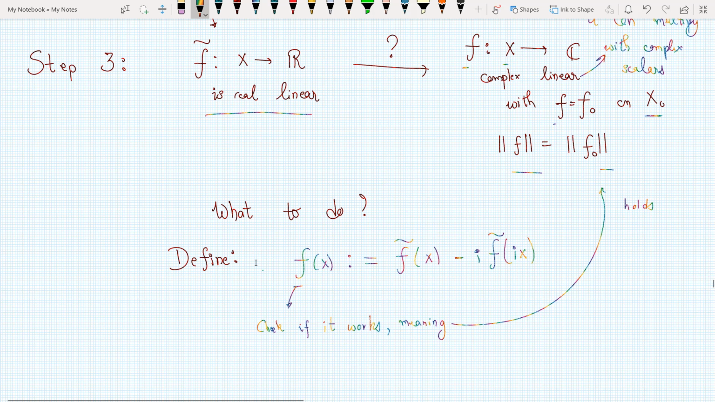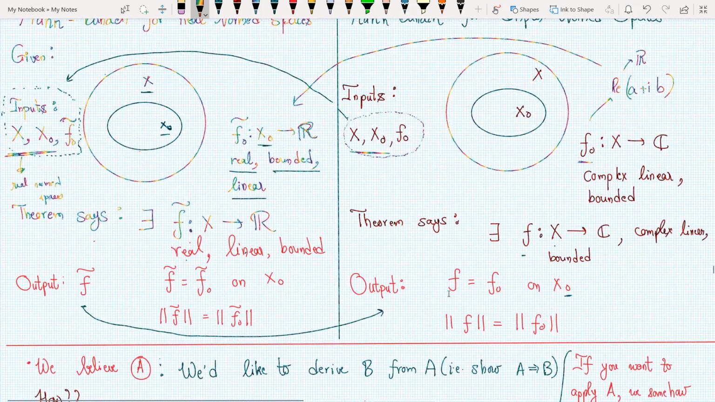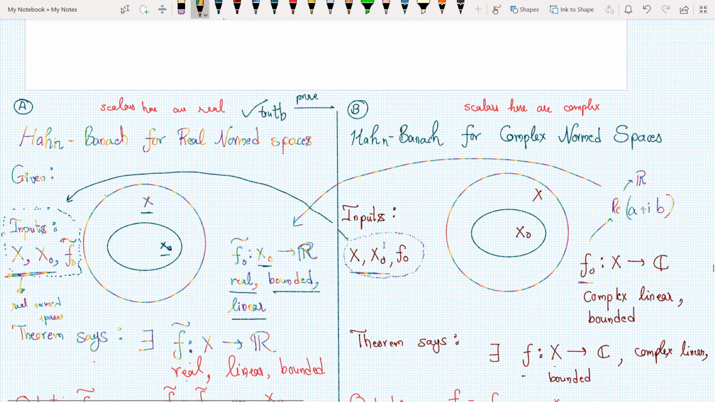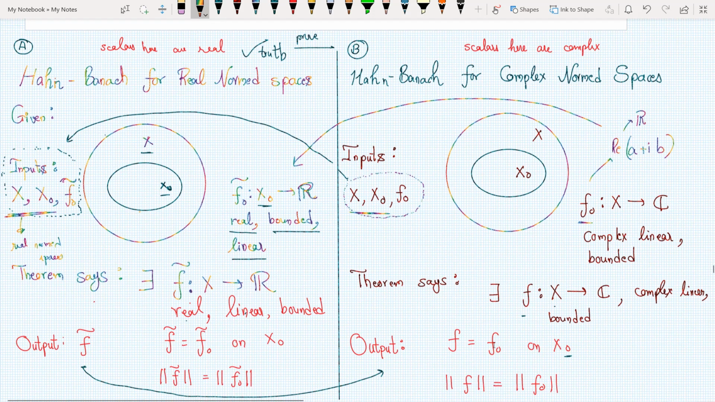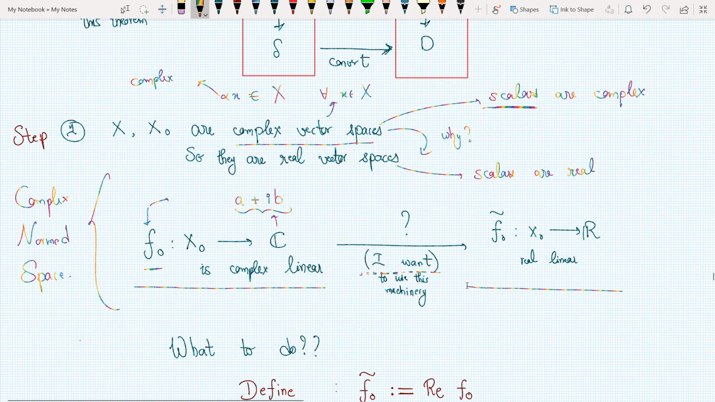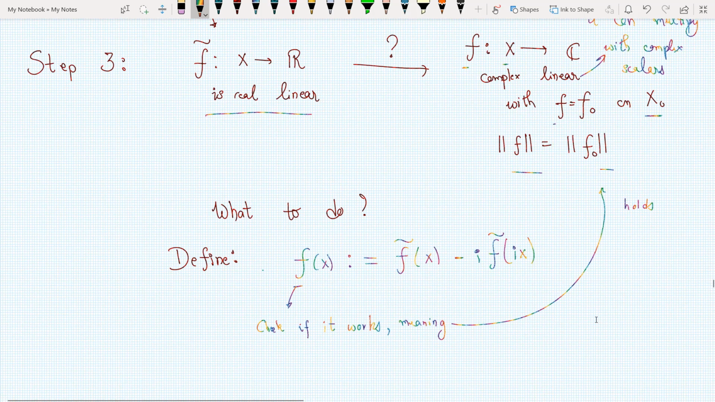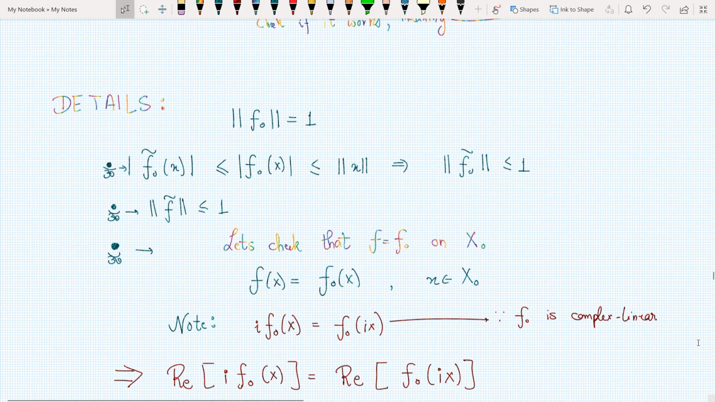Now, I define my f of x, the f of x which I wanted in the first place. This was my setting. I had this input x, x0, and f0, and I wanted an f. Now what I say is let me define this f in this way and check if it works. Meaning that if I give you a formula, all you need to do is to check whether these two conditions hold. And if we can do that, then tada, we have our answer. Now, so far so good.